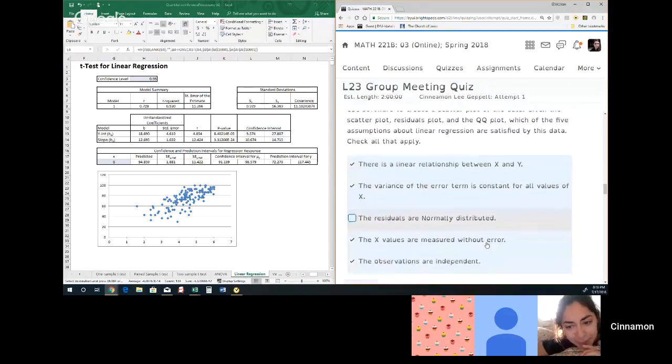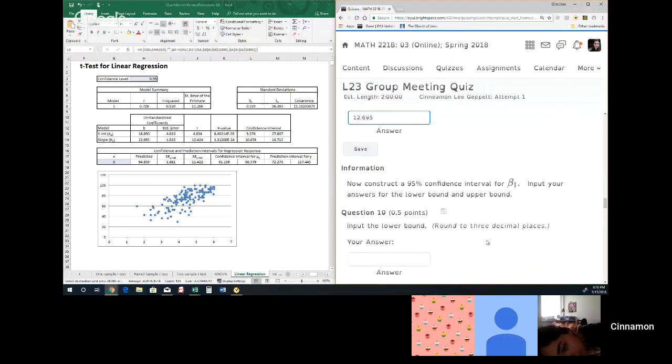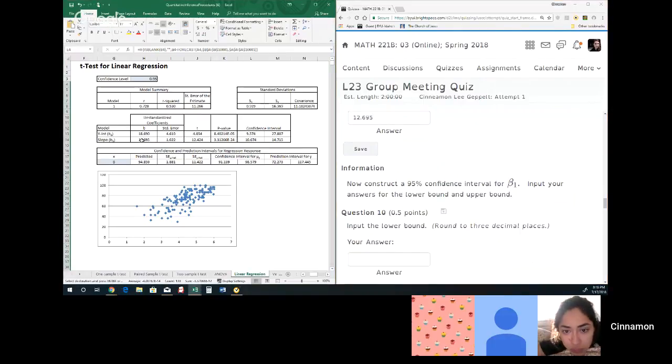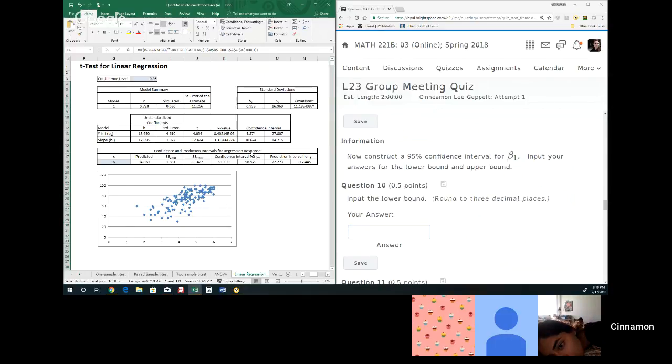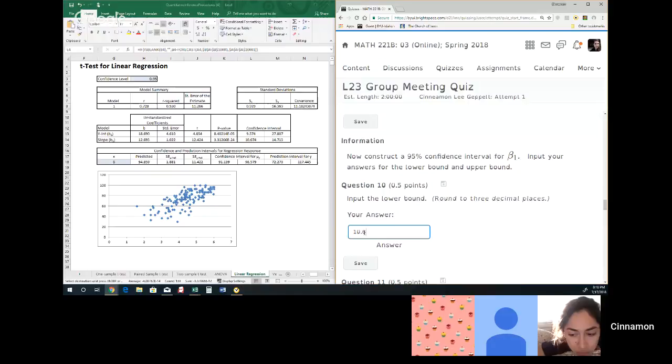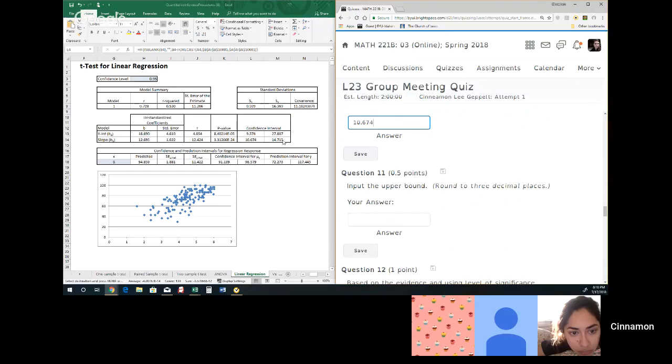Okay. So if we go down here, I took this information from right here. The input 12.695. And it says now construct a 95% confidence interval for B1. Input your answers for the lower bound and upper bound. So number 10, input your lower bound. We're looking right here. So that would be 10.674. And your upper bound would be 14.715.